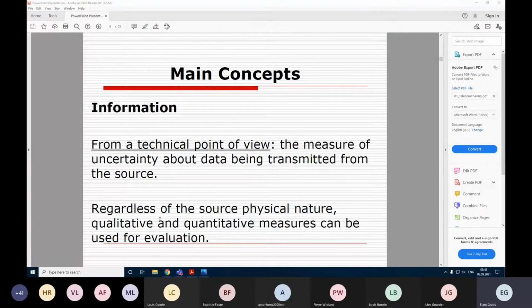Yes, but before that, I'd like to mention that there is also a technical definition of information, in addition to some common sense definition. So from a technical point of view, information is uncertainty. It's a probability. Yes, that you don't know what you are going to receive.